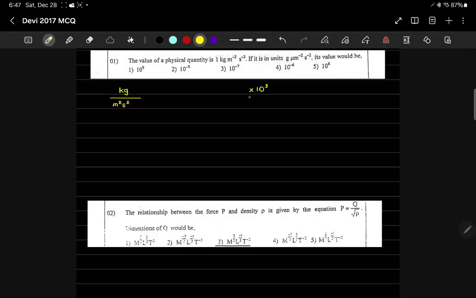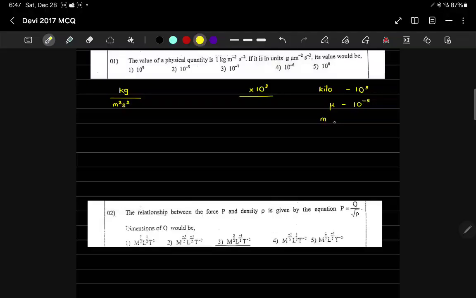The meaning of kilo is 10 to the power 3. Then we have micrometers in the denominator. Meter should be converted to micrometer. Micro means 10 to the power minus 6.